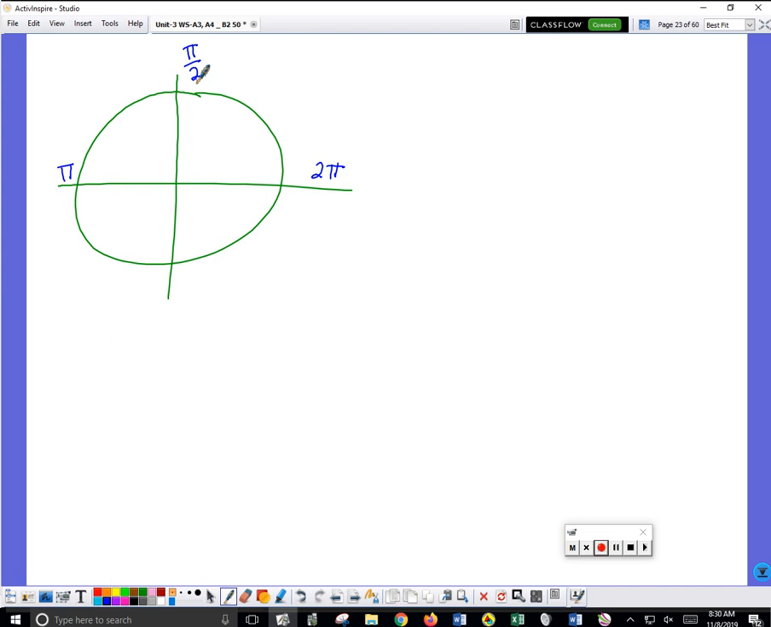Just wave at me. Is anyone having trouble finding the angle? Just wave if you're having trouble finding the angles. Cool. On a clock, this one right here. So here's the 1 on the clock, here's the 2 on the clock. This is pi over 6. This is pi over 3. And then in the middle, where there's no number on the clock, that's pi over 4.